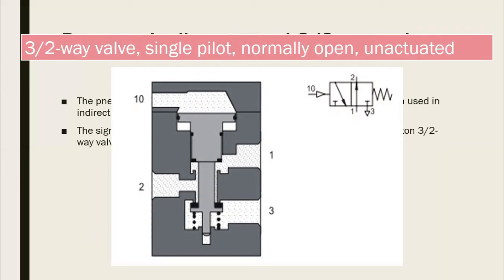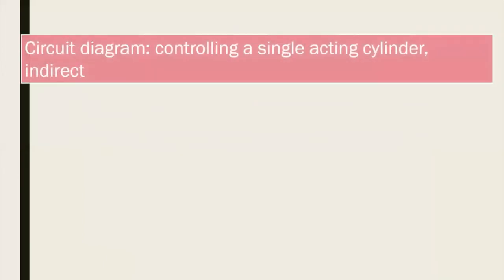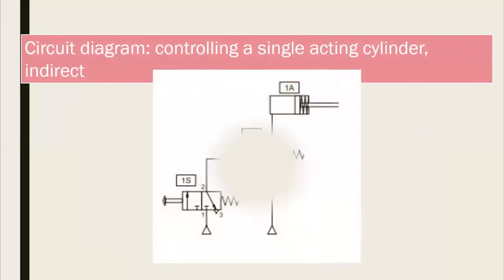The single pilot 3-way valve with return spring can be configured as normally closed or normally open. The pneumatically actuated valve can be used as a control element when used in an indirect control. The signal for extension of the cylinder 1A is initiated indirectly by a push-button 3-way valve, 1S, which supplies the control signal to the control element 1B.